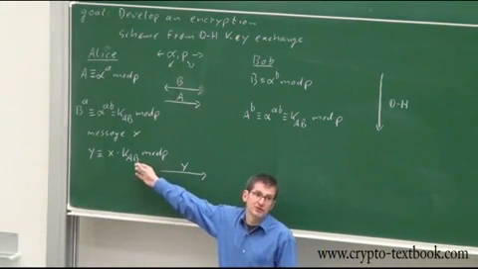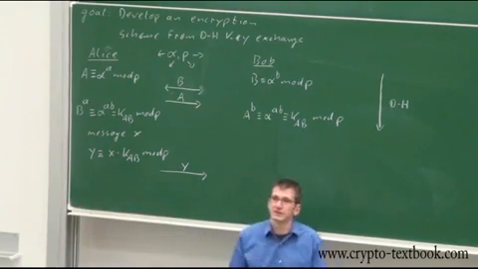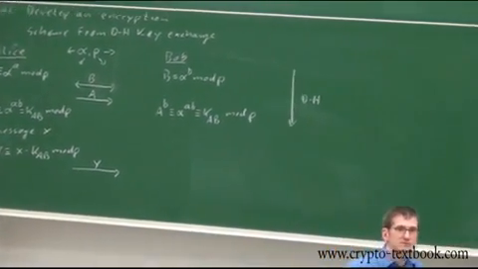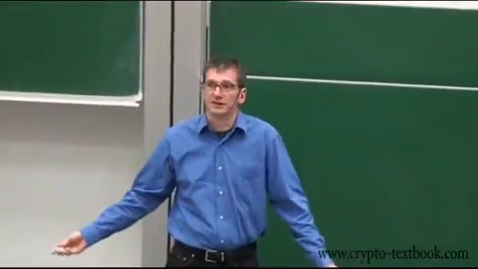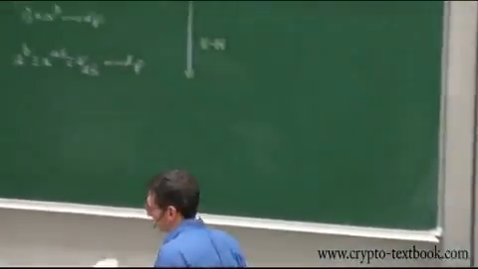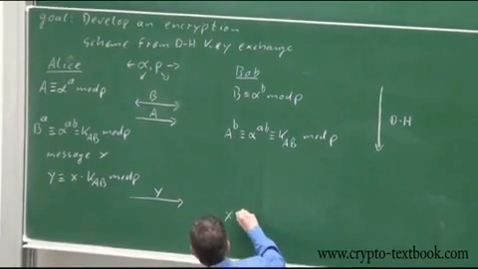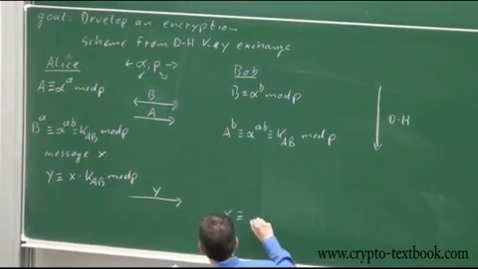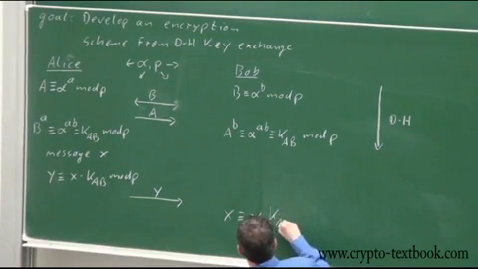And what does Bob have to do to get rid of this multiplication, to recover X here? What does he have to do? Exactly. Compute the multiply with the inverse, right? What we really want to do is multiply by the inverse. So Bob recovers the plaintext x by taking y and multiplying with the inverse of the session key.